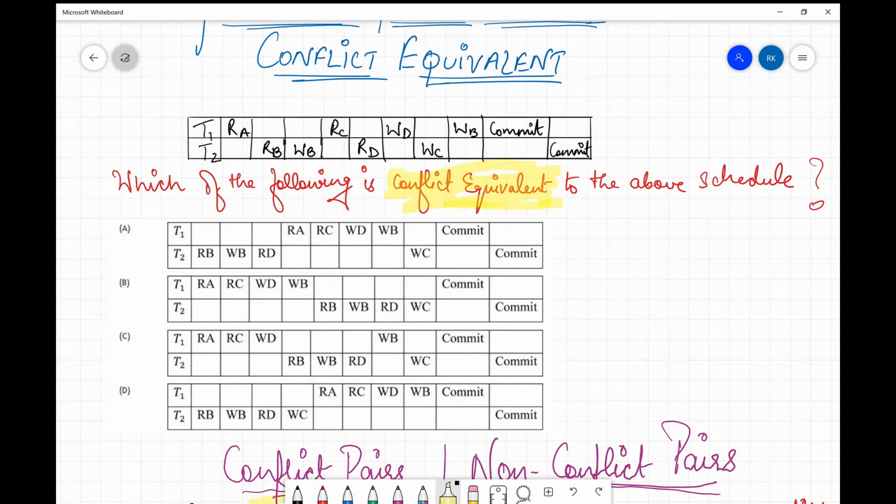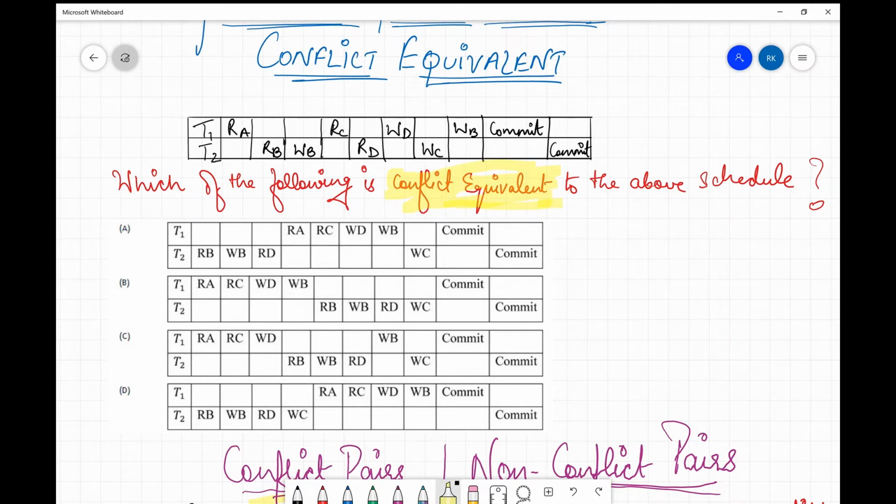Let's start with the first option. Let's see if it is conflict equivalent to the original schedule or not. So this is the original schedule. The notation should be very clear to you. R of A means read of A and R of B means read of B. Similarly, W of B means write of B. Okay, so let's start with the first option.